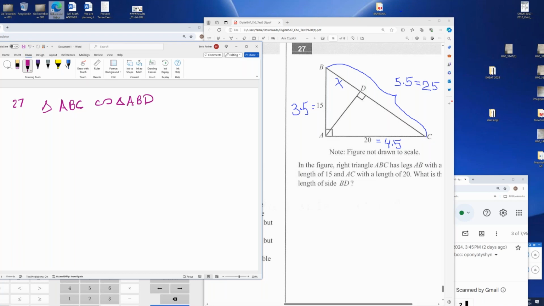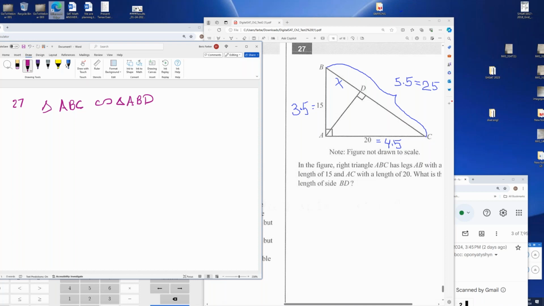Why are they similar? First of all, they have the same 90 degree angle. It's given. Second, angle B is a common angle. So as a result, the third angles are complementary. So AAA, they're similar. If they're similar, the sides are in proportion. Sometimes you make proportion mistakes. I'll give you a hint on how to do it without proportion.